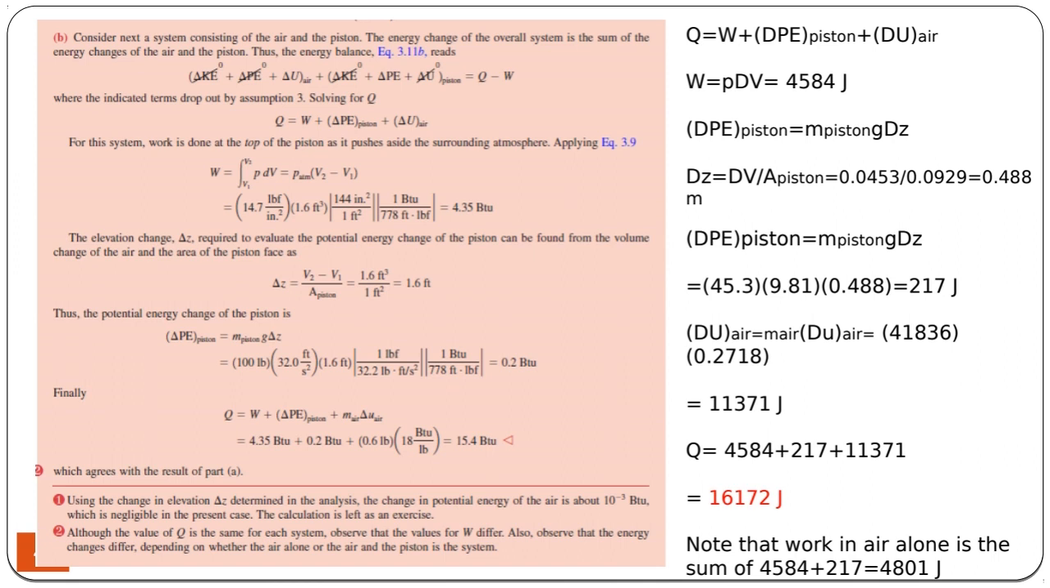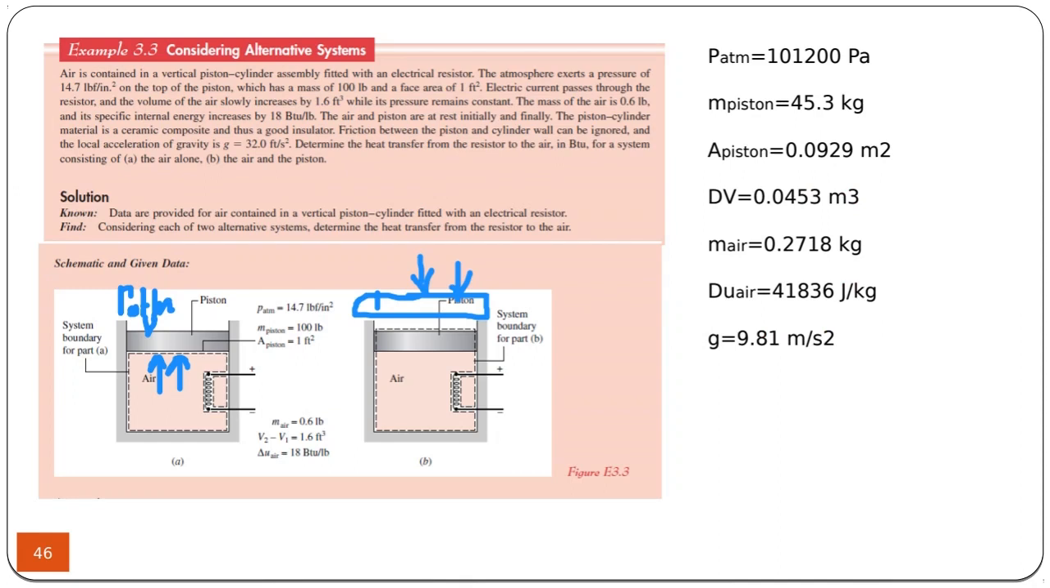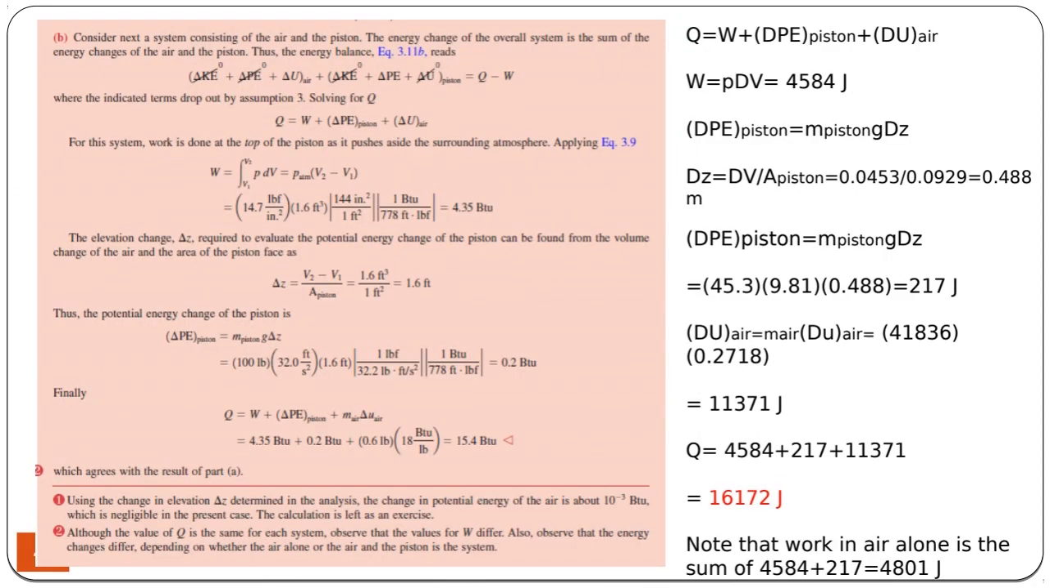So this is the Q interaction of the process with the surrounding. So it means that this is the amount of heat added to the system here to obtain this much work, as well as the change in the volume, which appears to be the potential energy change by the piston.